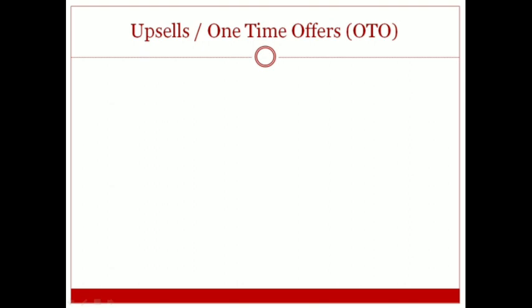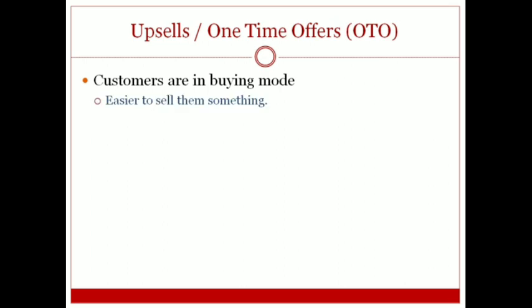But in this case, the one-time offer is offered after the person purchases. So the reason why one-time offers are very, very powerful is because customers are in a buying mode. So they just purchased your front-end product and you provide them with a one-time offer that is related to the front-end product. So upsells and one-time offers are easier to sell once the customers are in buying mode.